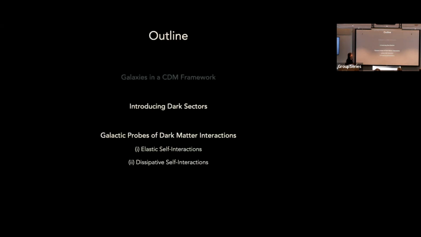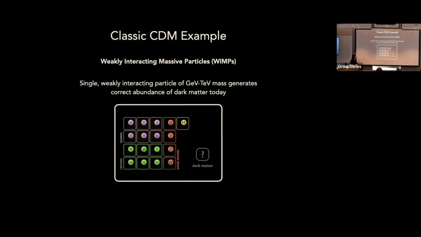All right, so that's the setup. Now we're going to start moving away from CDM and introducing this broader class of dark matter models that's referred to as dark sectors. To put these models in context, I want to start going into a little bit more of the particle physics about how we think about a cold dark matter model.